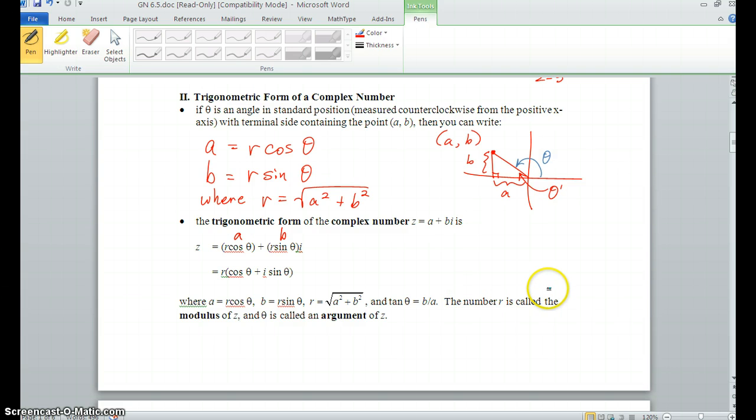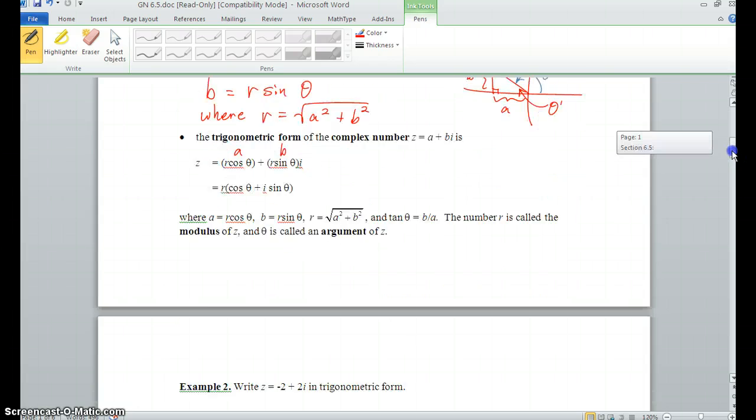The number r is called the modulus of z, and theta is an argument of z. So some new terminology here for us to let sink in. Let's move on to the next page and start talking about these things more in depth.